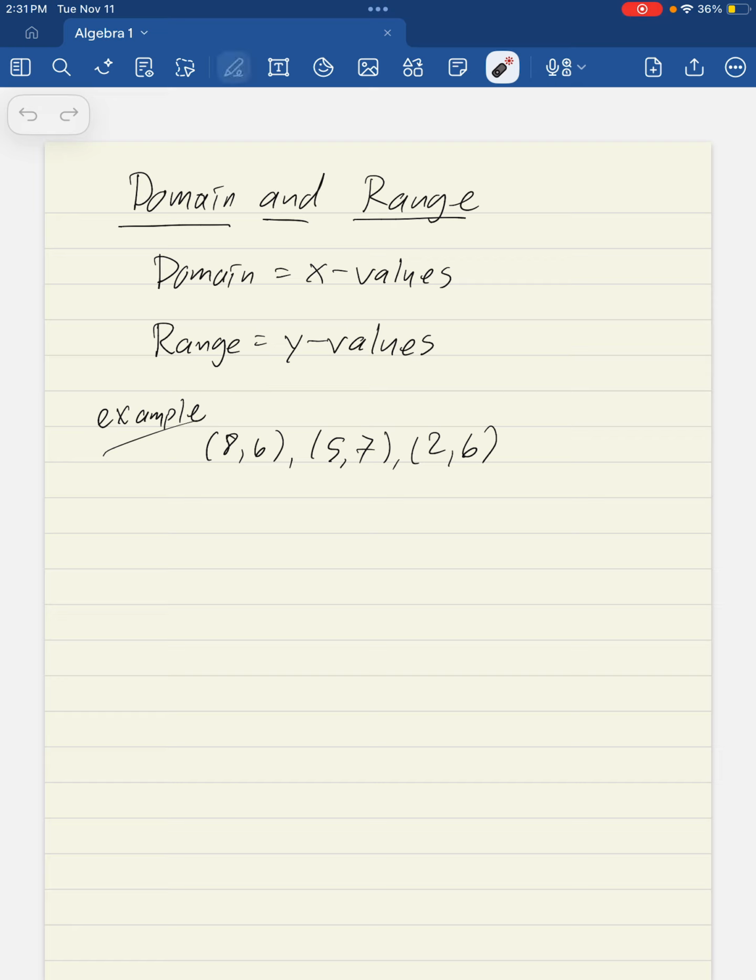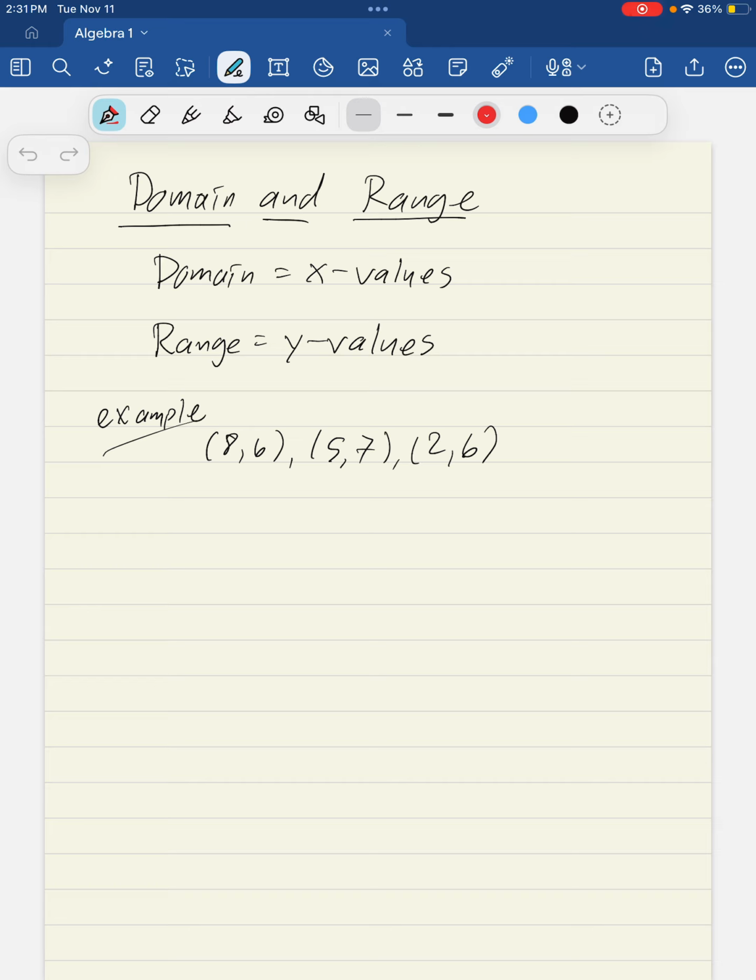For example, how this looks is if you've got some coordinates like down here, you've got your x coordinate and your y coordinate. Well, your x's are going to be your domain and your y's are going to be your range. So if we were listing these, we'd write for domain, we've got 8, 5, 2, because we follow our x's, and our range would be the y values.